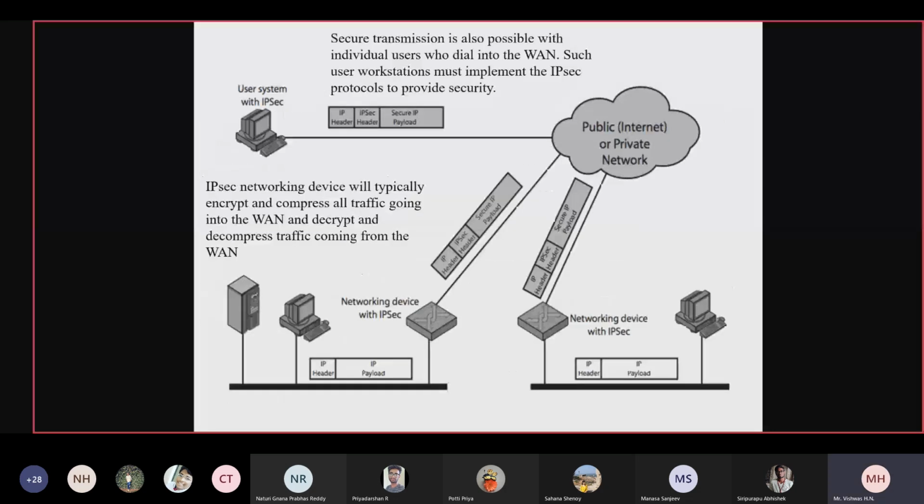So secure transmission is also possible with individual users who dial into the WAN. Such users' workstations must be implemented with the IPsec protocol to provide security. Is that clear? So IPsec networking devices will typically encrypt and compress all traffic going into the WAN, and decrypt and decompress the traffic coming from the WAN, wide area network. Is that clear, students? Or you can say internet.